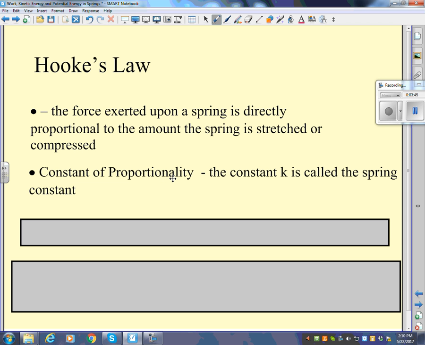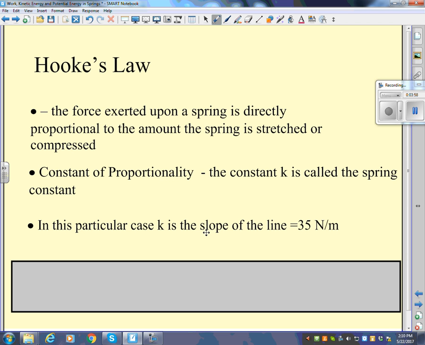We think about springs like on a car that are quite strong. We think about springs like maybe in a pen that are very weak. You can almost stretch it right out and make it become a wire. Very weak spring. In this particular case, k is the slope of the line, and it happens to be 35 newtons per meter.